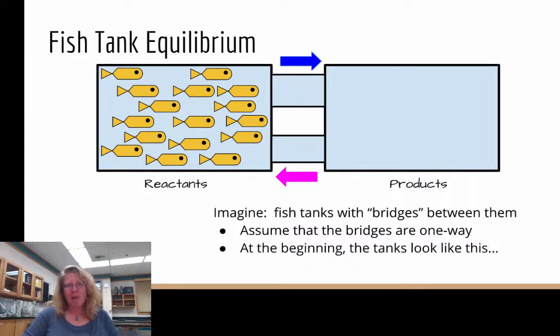So here we go. Instead of a leaky bucket, I'm going to use an example of a fish tank to represent what's going on at equilibrium. It's the little metaphor I'll use to help you picture what's going on with these disturbances we're talking about, these stresses.